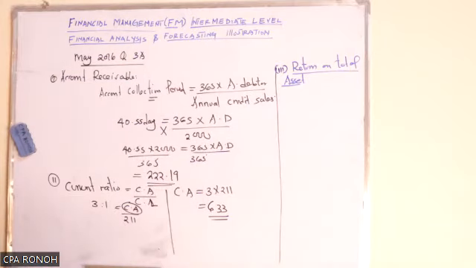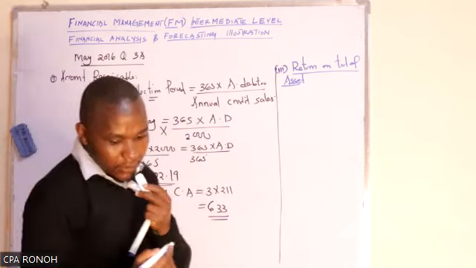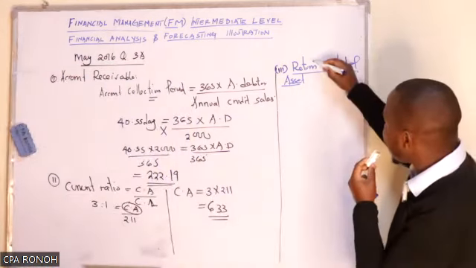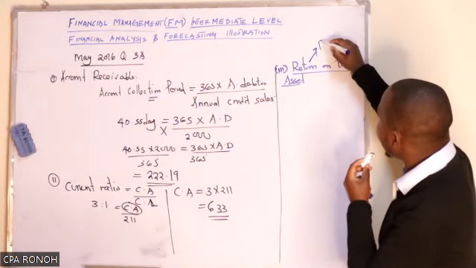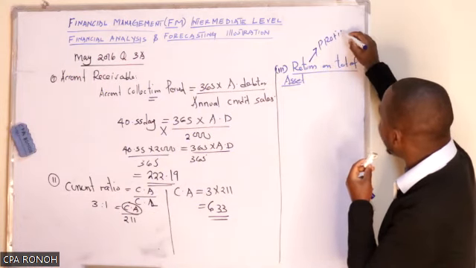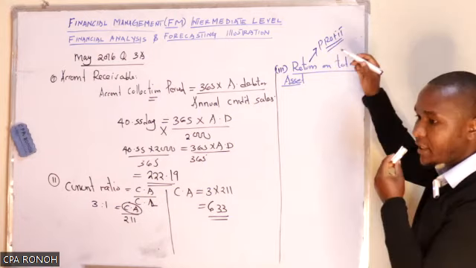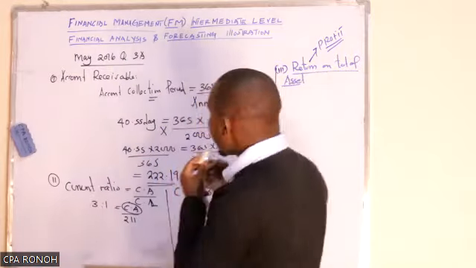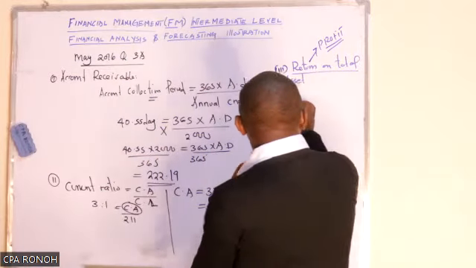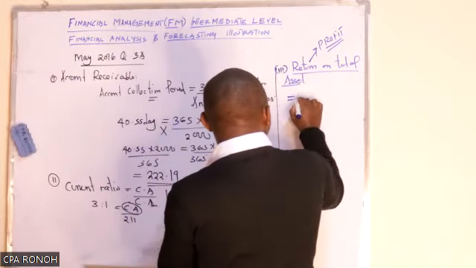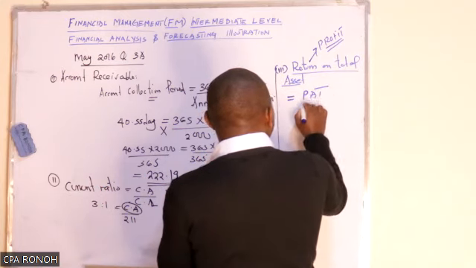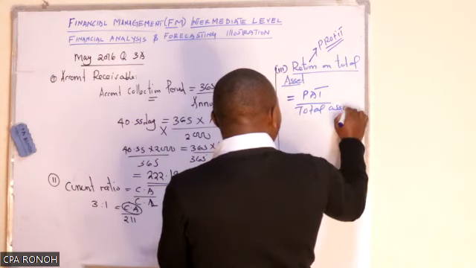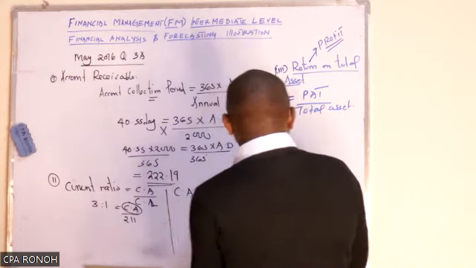So how do we get this return on total assets? Whenever you hear the term return, think of a profit. So here, the return on asset: we will take the profit after tax and divide by total asset.